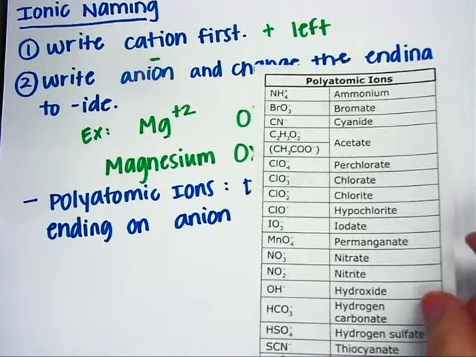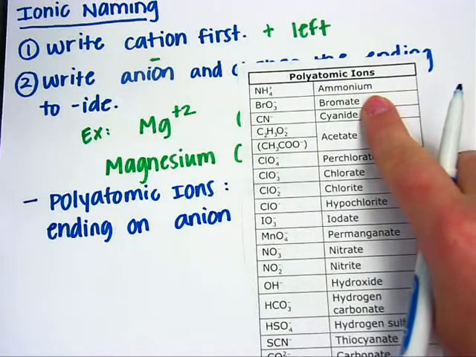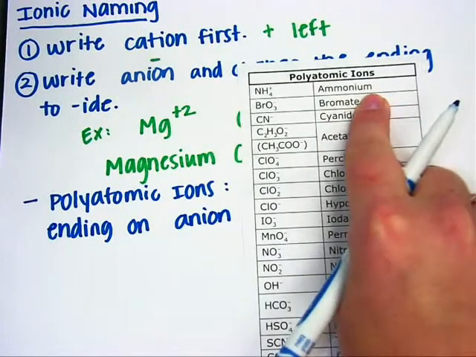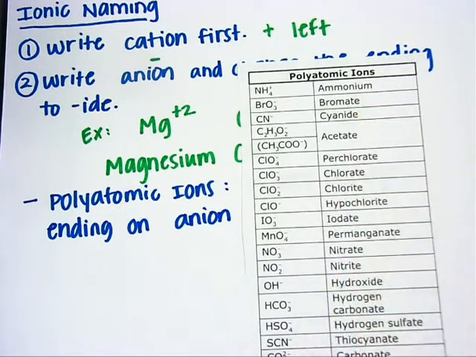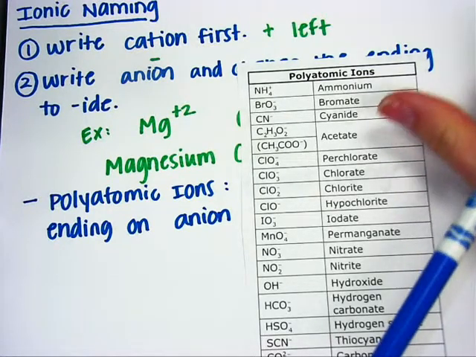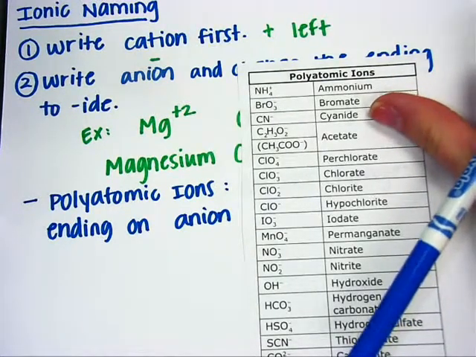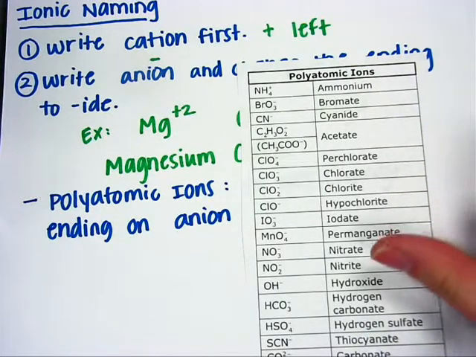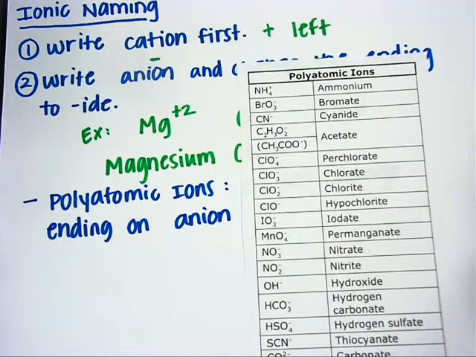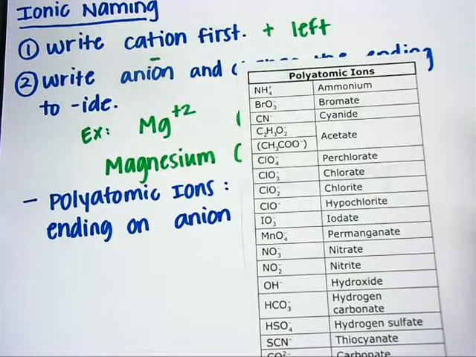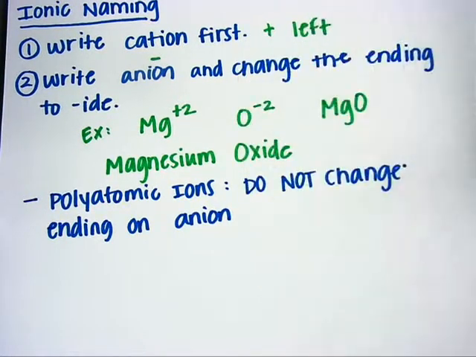If you look at the list, the first element up here is a cation, not the element, but the first compound. The rest of them are all anions. So anything down here, you're not going to change the ending on. And you'll notice that most of them do not end in "ide." There's 2 exceptions. Cyanide ends in IDE, as well as hydroxide. But the rest of those are going to end in something else. So that's another way for you to identify them.